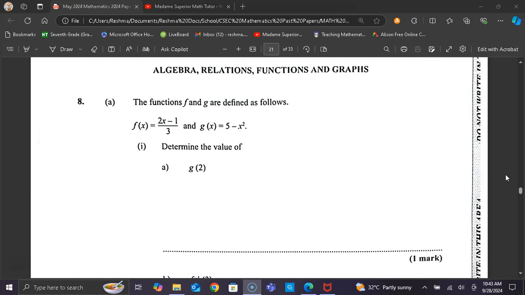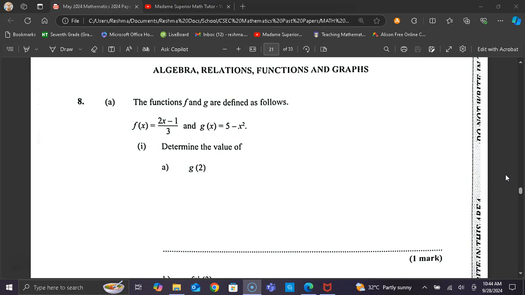So part A, the functions f and g are defined as follows. f of x is equal to (2x minus 1) over 3 and g of x is equal to 5 minus x squared. Determine the value of g of 2, and this is worth 1 mark.